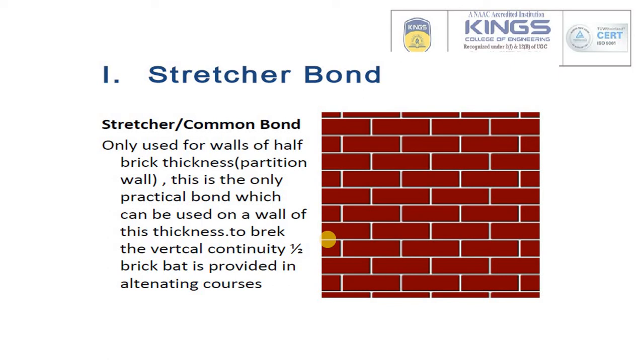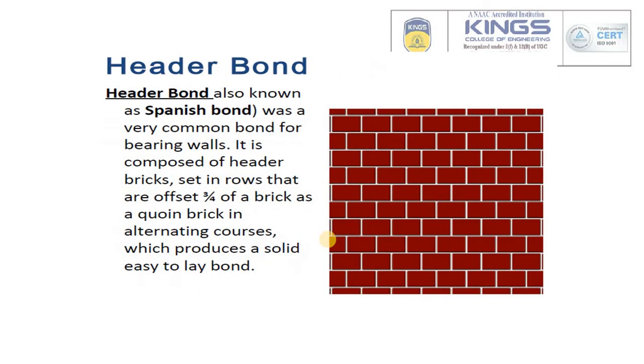Likewise, the header bond is nothing but the head. It is also called a Heading bond. It is very common for bearing walls. It is composed of header bricks, because we get the header as the base and not the length. We will be covering only the breadth. That is why this type of bond is called a header bond.